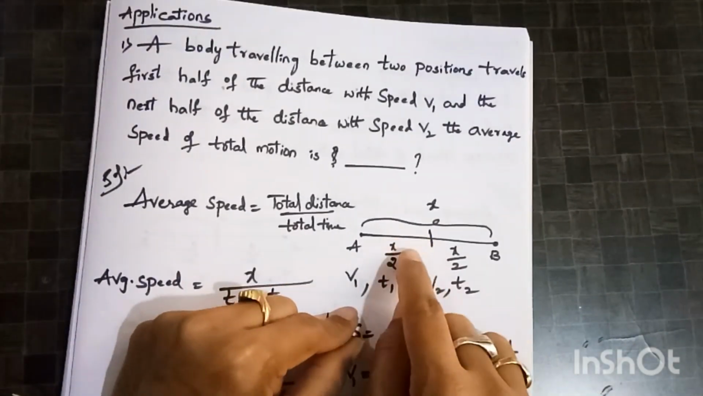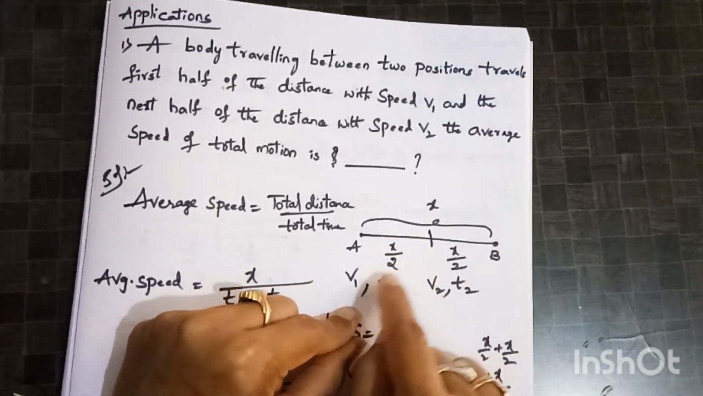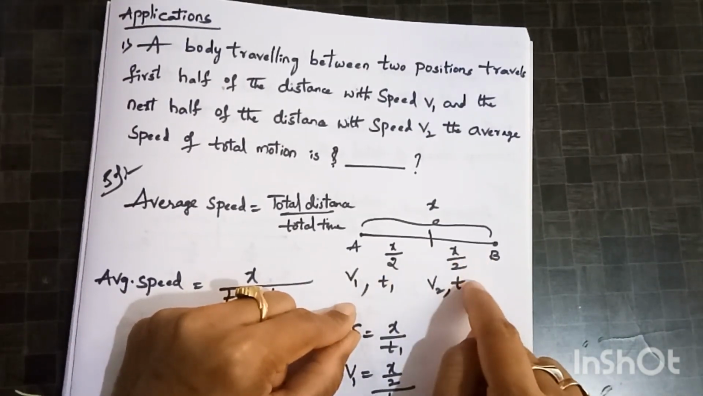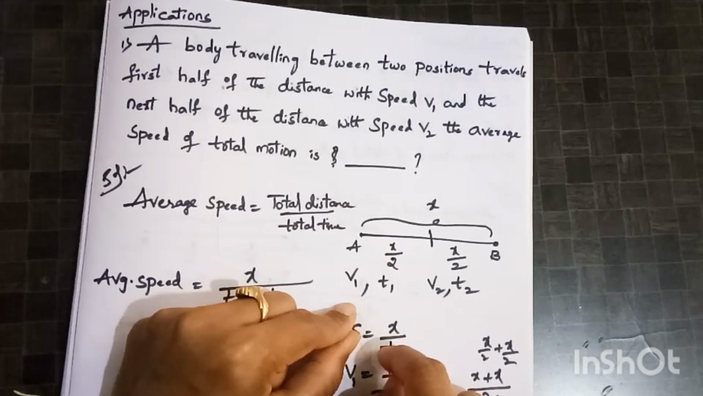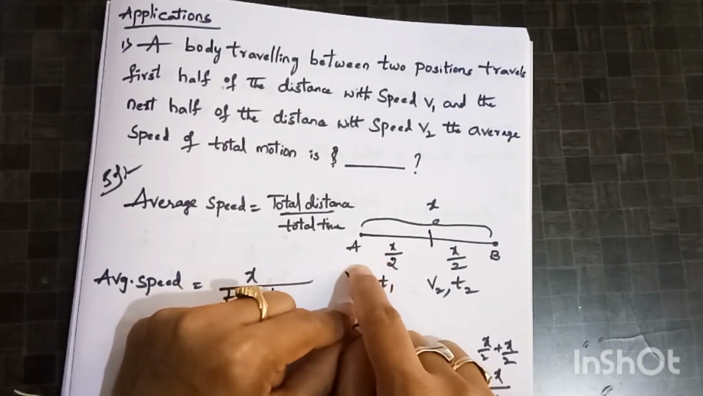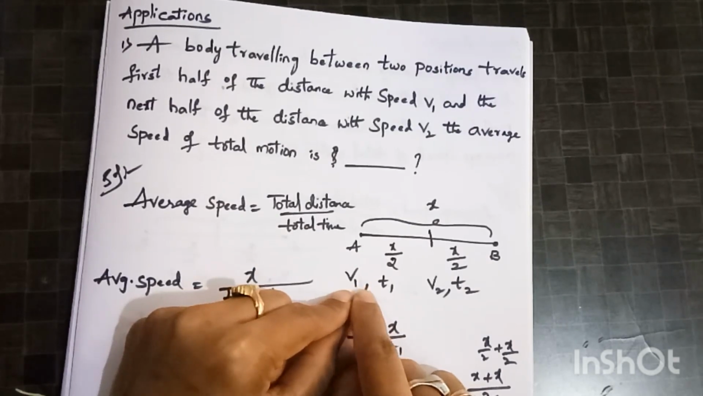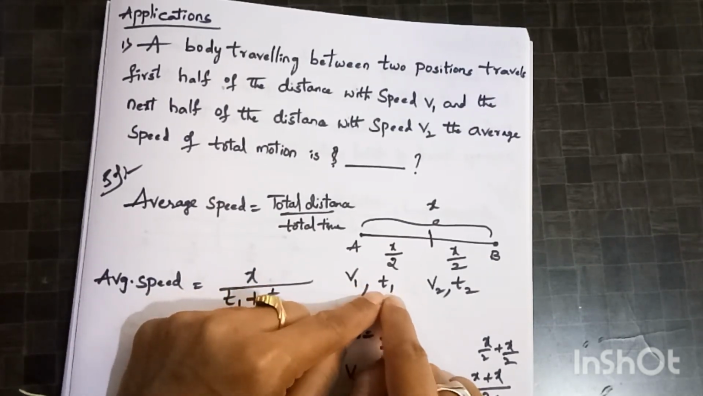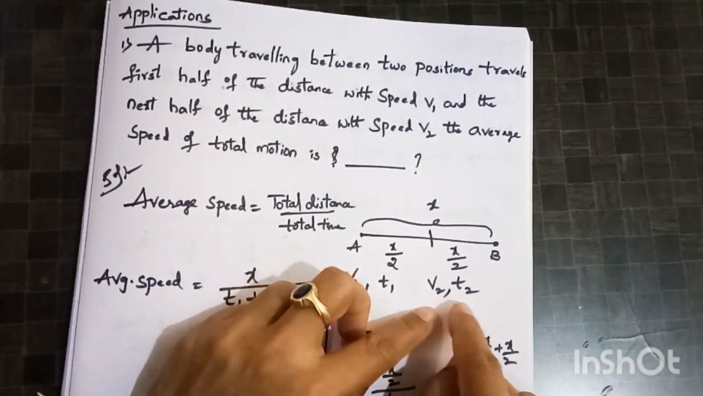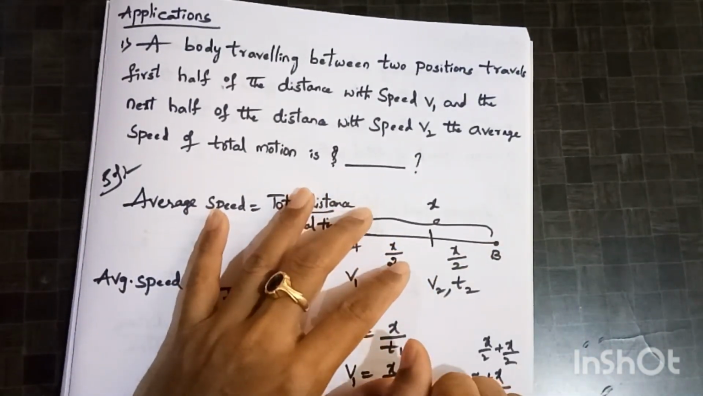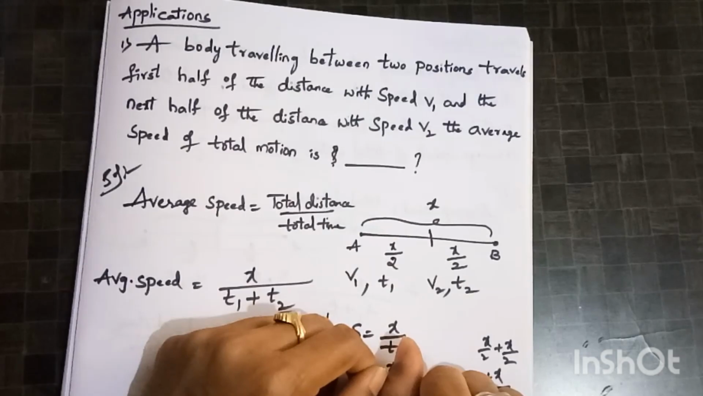So for the first half of the distance, x by 2, the speed is v1, and for the second half of the distance, x by 2, the speed is v2. Here the speeds are changing, so the time also changes. For speed v1 we consider the time as t1, and for speed v2 we consider the time as t2. Now we are going to find the average speed of the total motion.